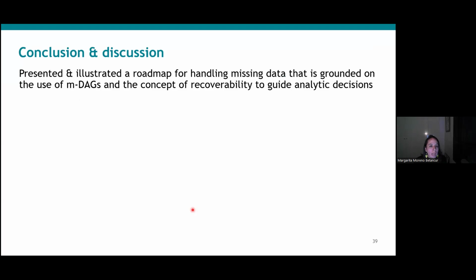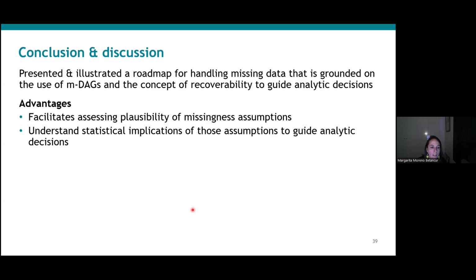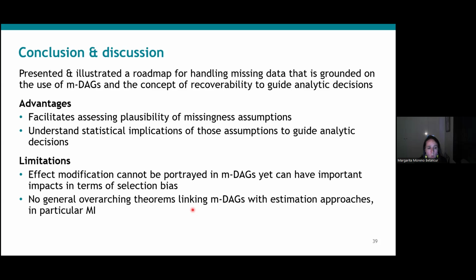All right, so just to conclude, in this talk I presented and illustrated a roadmap for handling missing data that is grounded on the use of m-DAGs and the concept of recoverability to guide analytic decisions. Some advantages of the framework are that it facilitates the assessment of the plausibility of missingness assumptions, which is currently really hard for the MAR framework, and also understanding the statistical implications of those assumptions to guide analytic decisions. Some limitations are that, as we know, effect modification cannot be portrayed in m-DAGs and yet can have really important impacts in terms of selection bias. And also, as I was saying, there's no overarching theorem that links m-DAGs with estimation approaches, in particular MI. So that makes it a bit difficult.